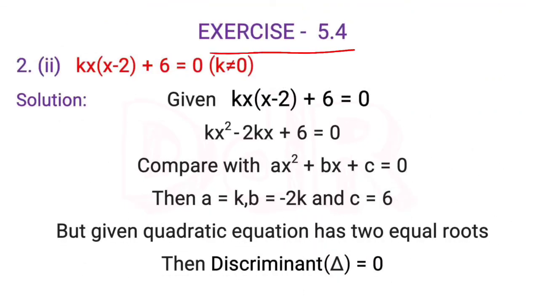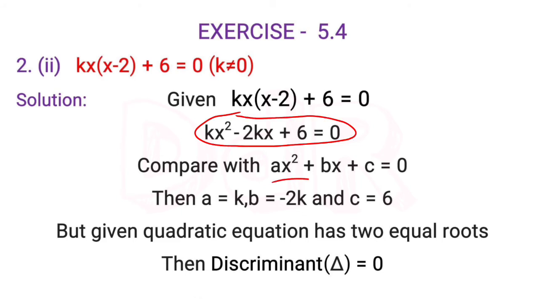So exercise 5.4, second bit, second problem: kx bracket of x minus 2 plus 6 equals 0, and in the bracket he mentioned very clearly k is not equal to 0. See, it is not in the standard form of a quadratic equation, so you have to simplify. How to simplify? Kx multiplying inside: kx square, kx into minus 2 is minus 2kx, plus 6. Now you observe it is in the standard form of a quadratic equation.